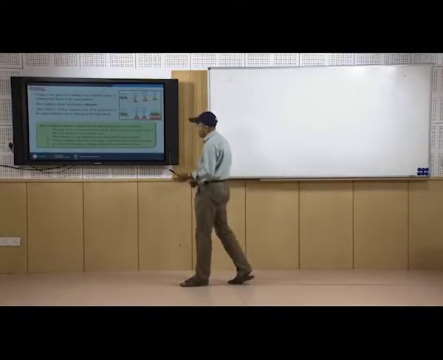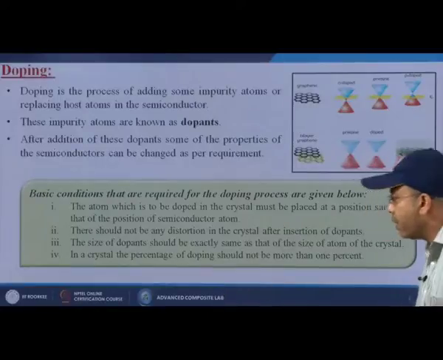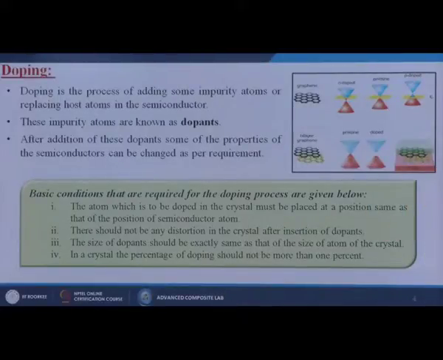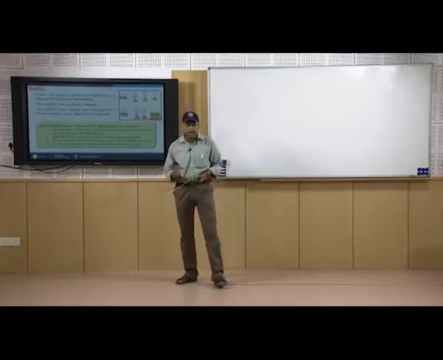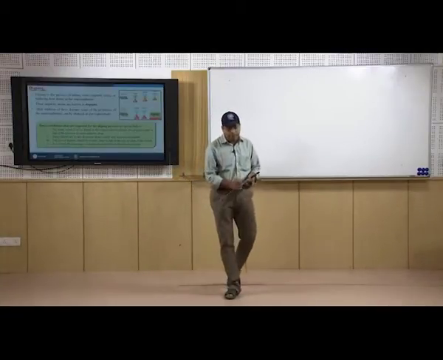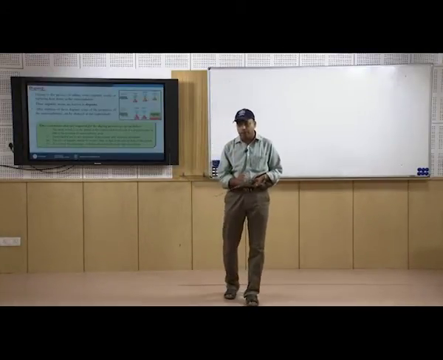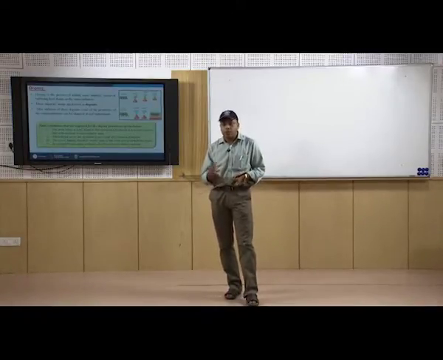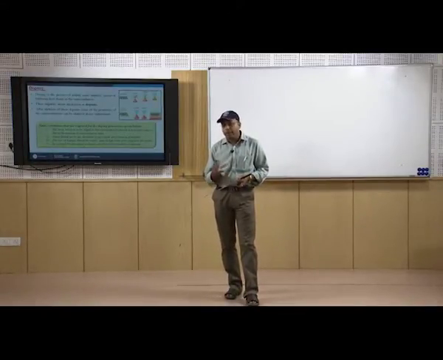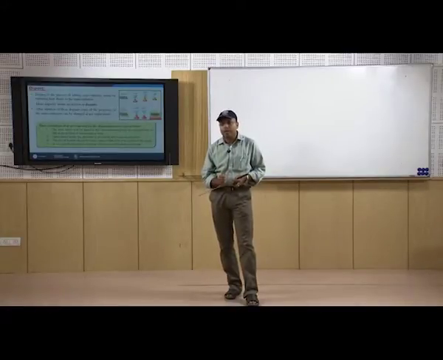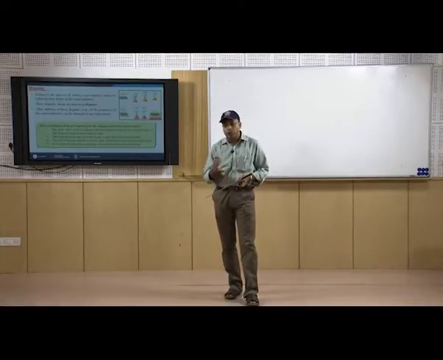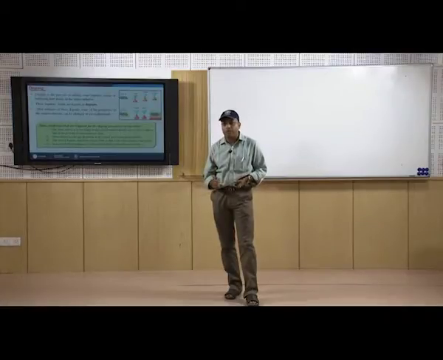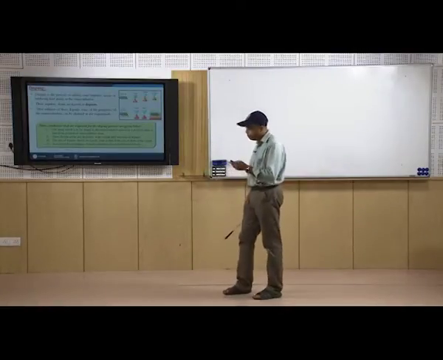The number four and last condition is that in a crystal the percentage of doping should not be more than 1%. That is the vital parameter, because every material has some acceptability capability. More than 1%, the material will not allow inside it. So always the doping material should be below 1% of the parent body.